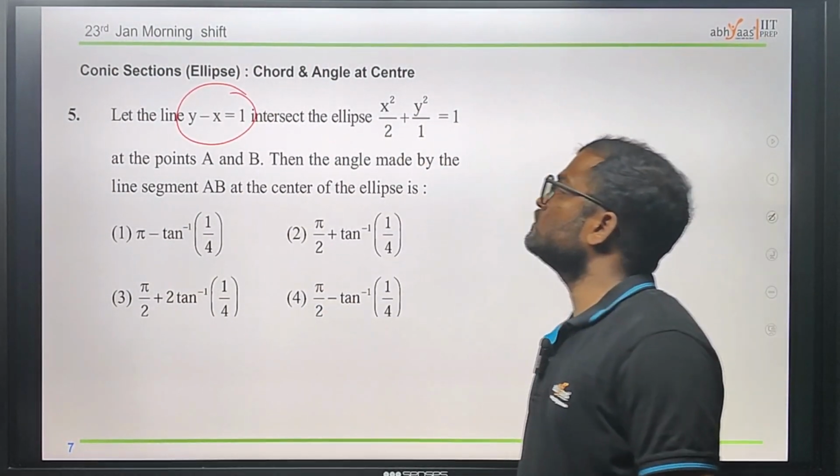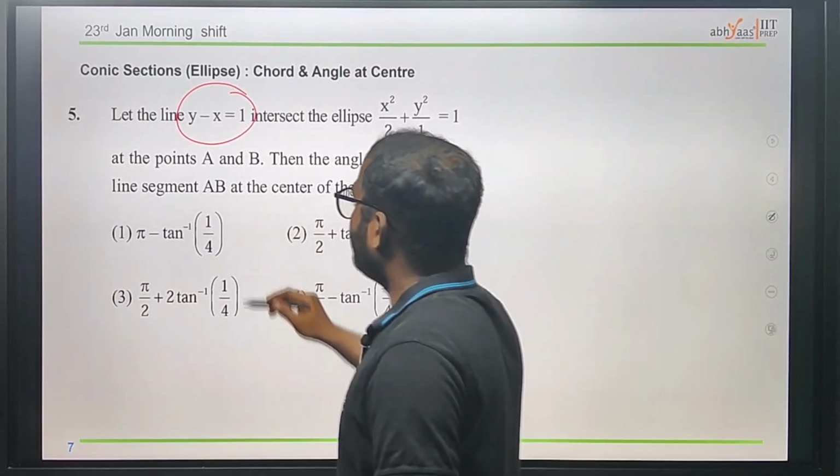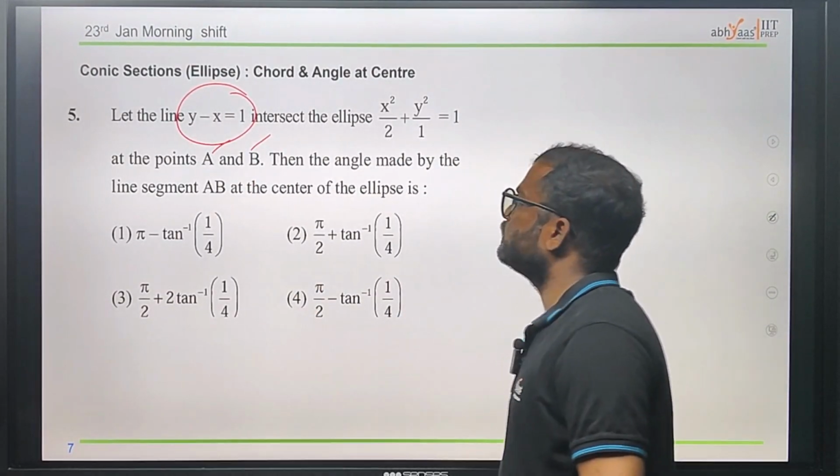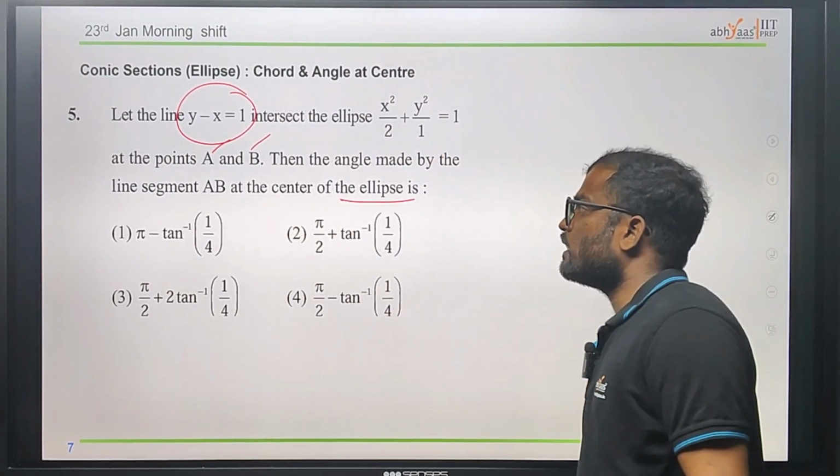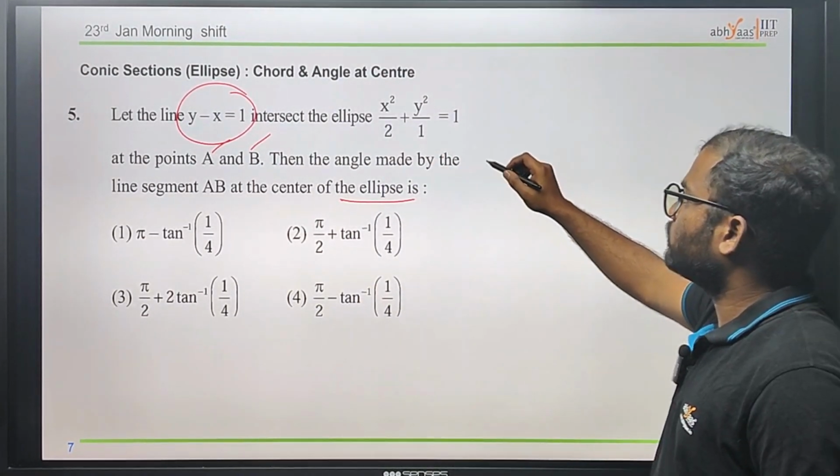Okay, intersect the ellipse, which is this one, at the points A and B. Then the angle made by the line segment AB at the center of the ellipse is what? They have given one line which is intersecting the ellipse.